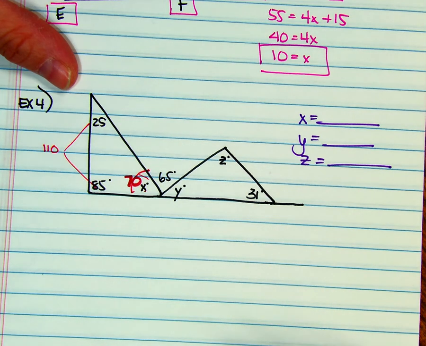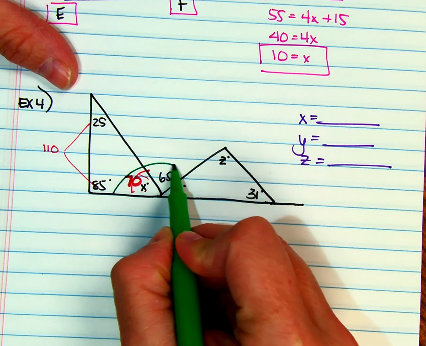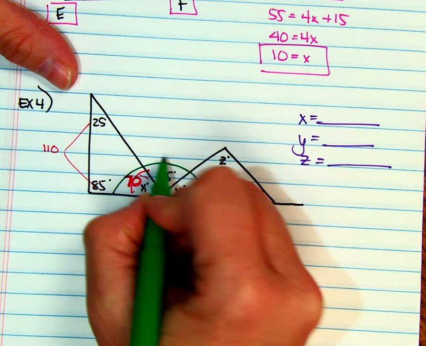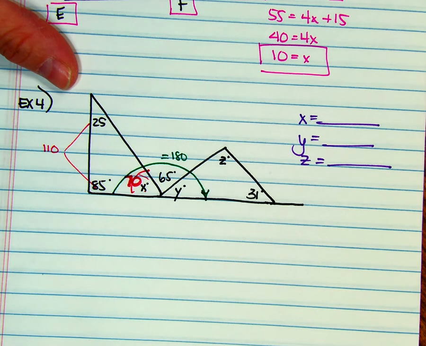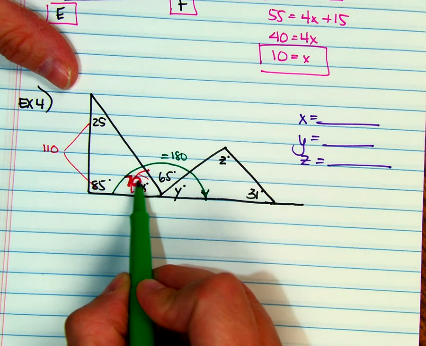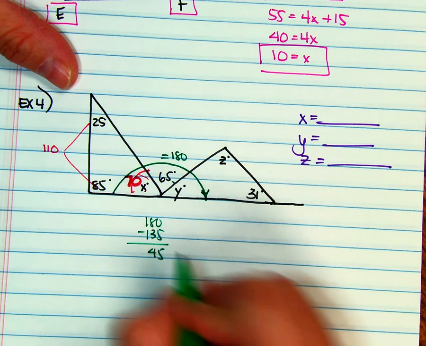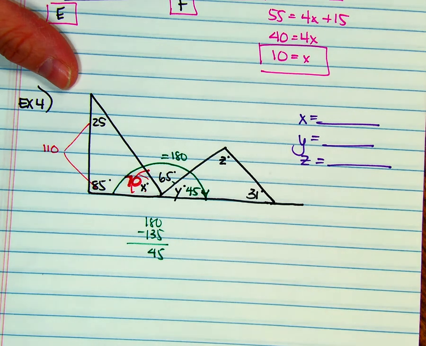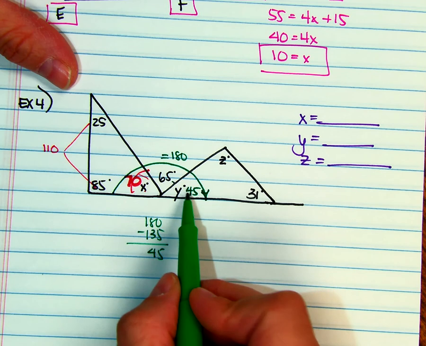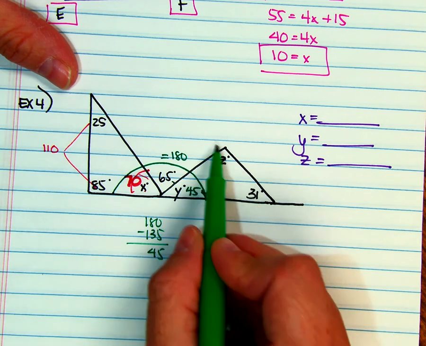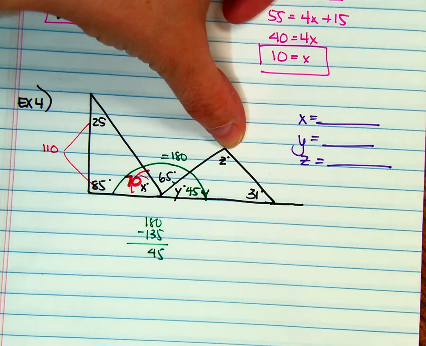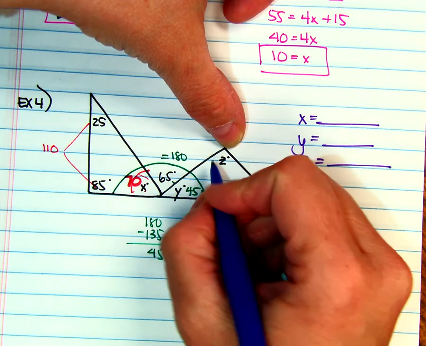Then going back to what we've already studied, this plus that has to equal 180. So I know that 70 plus 65 is 135, which gives me 45. And then we are right back to you have two angles of a triangle, which means I have enough to find the third one. So I have 180 minus the 45 minus the 31 makes this angle 104.